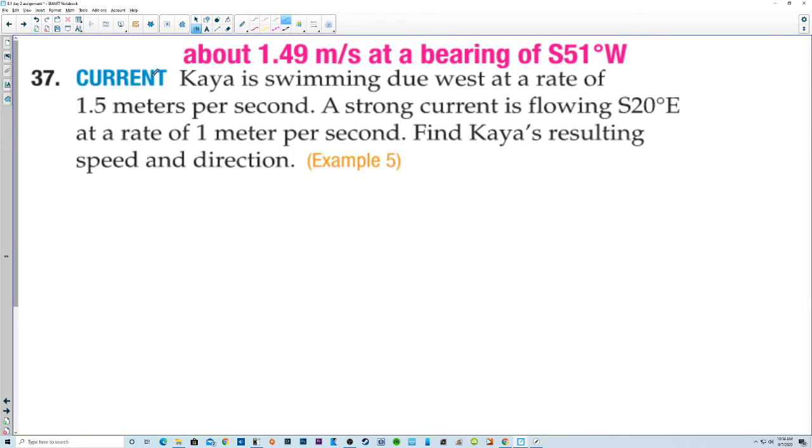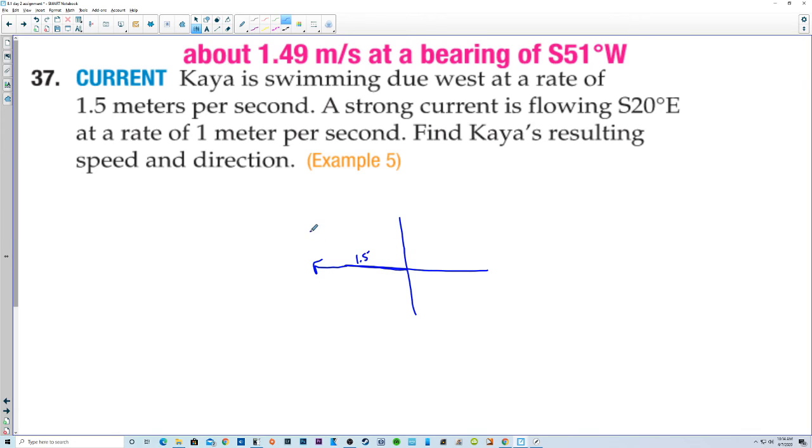I did one more. Kayla is swimming due west at a rate of 1.5 meters per second. A strong current is flowing south 20 degrees east at a rate of 1 meter per second. Find Kayla's resulting speed and direction. So Kayla's swimming west, this direction, that way, at a rate of 1.5. So we'll put 1.5 here.